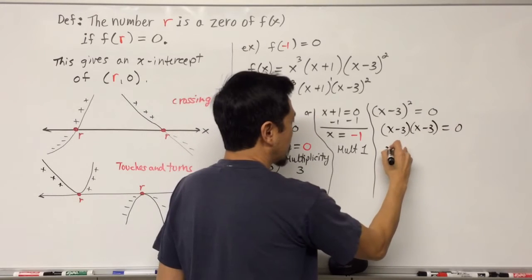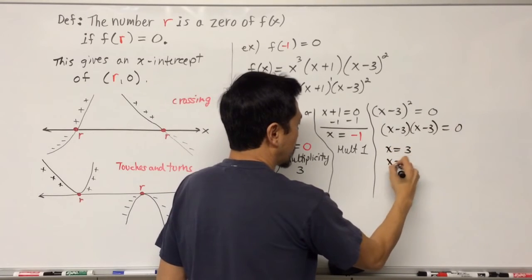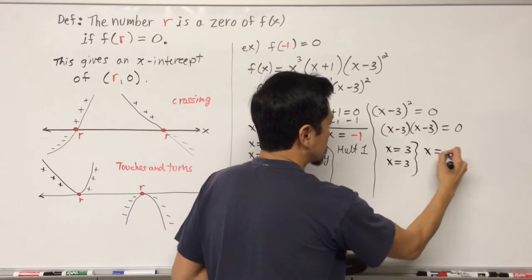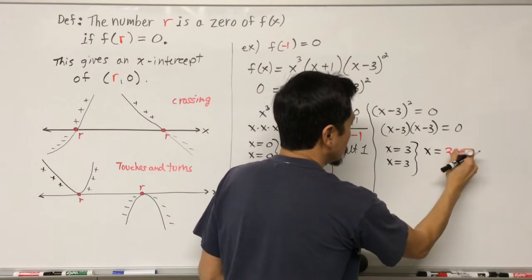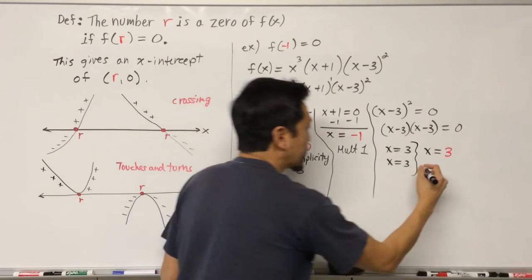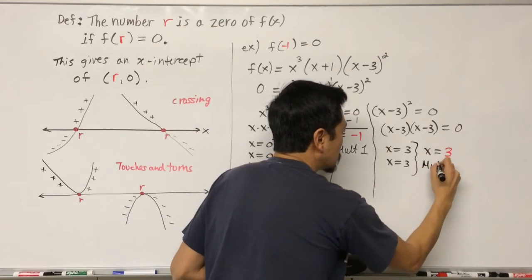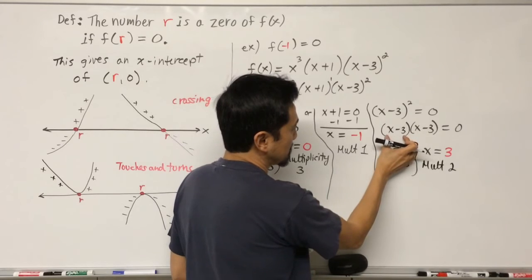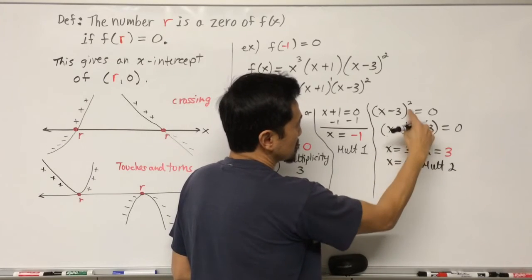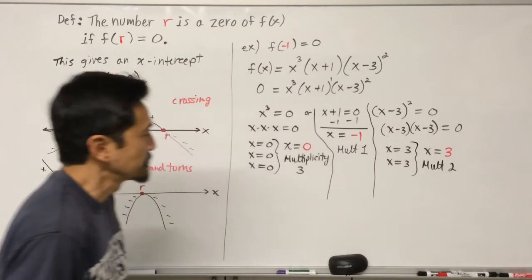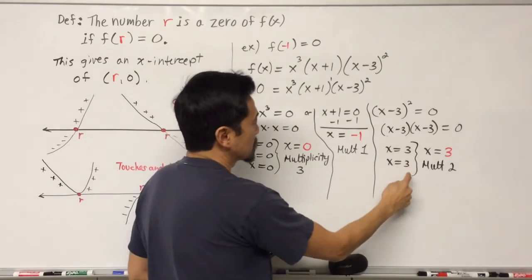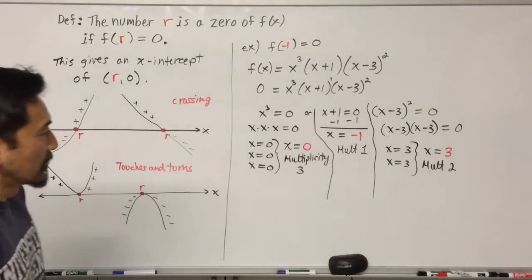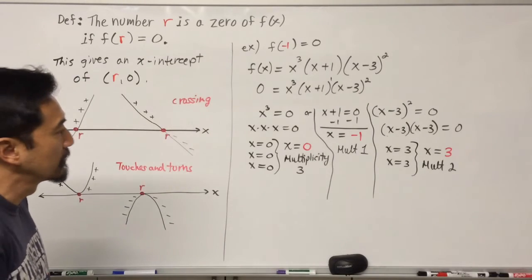And then you've got x equals 3, x equals 3, but there are 2 factors of it. So that 3 in red has a multiplicity of 2. Okay? And it's because that x minus 3 was a factor twice. And therefore that 3 was a solution to this equation twice.